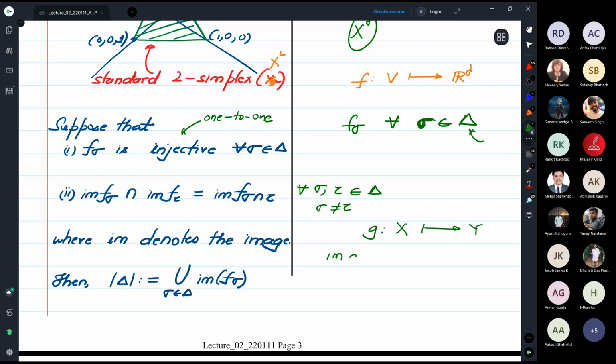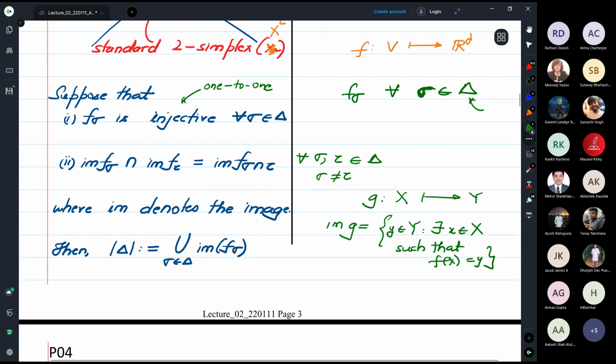And image of g is basically all y in capital Y, such that there exists some x in capital X, such that f of x equals y. Okay, so this is what image of g means.